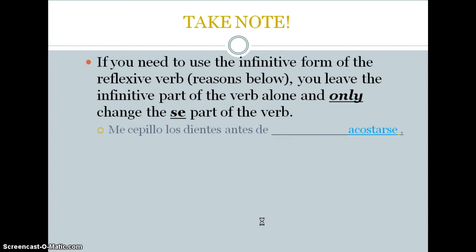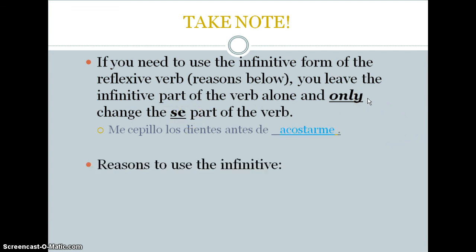If you need to use the infinitive form of the reflexive verb for the reasons below, you leave the infinitive part of the verb alone and only change the se part of the verb. So if I wanted to say me cepillo los dientes antes de acostarme, who's the one that's brushing their teeth before they go to bed? I am. It's me cepillo, so that's in the yo form. So I'm only going to conjugate the se part of the verb. So it would be acostarme.